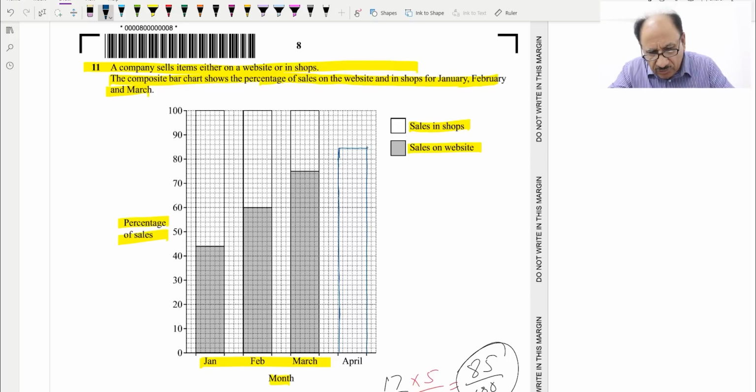Now the 17 portion will be the top portion, this one, and we can complete the bar, and the bar will be closed.